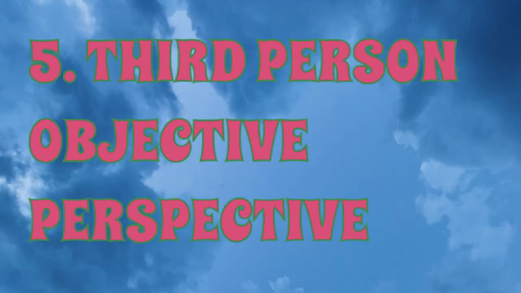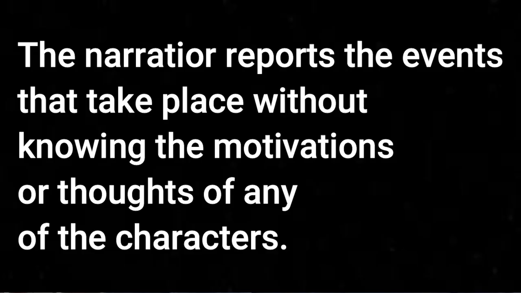Number 5. Third person objective perspective. The narrator reports the events that take place without knowing the motivations or thoughts of any of the characters. Sometimes, and I've done this myself, I like to open a chapter this way with certain information to set the setting and then get into the story between the third person limited perspective. I love opening chapters this way. I do this in most of my writing. The third person objective perspective is one of my favorites to use.